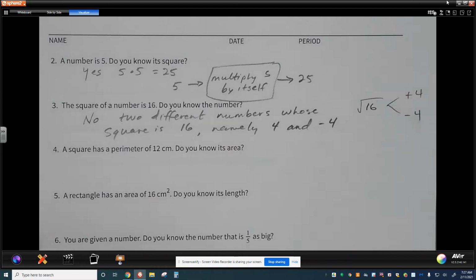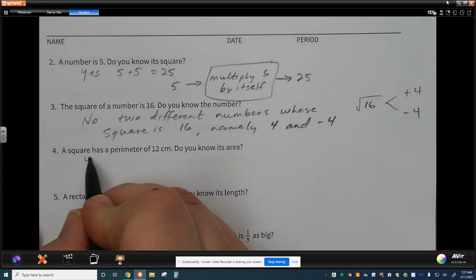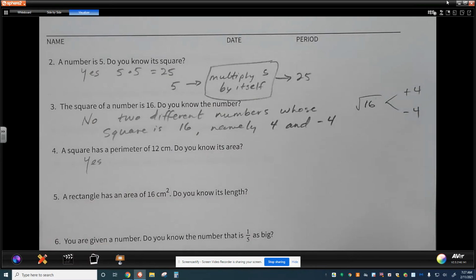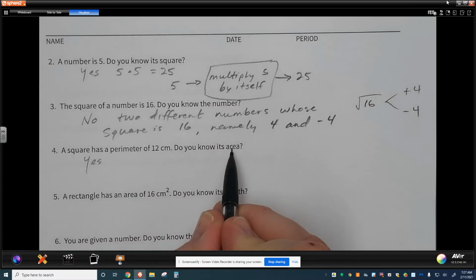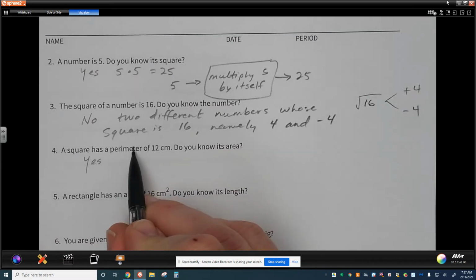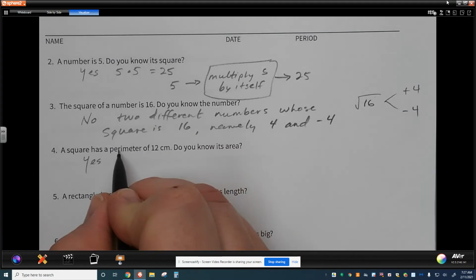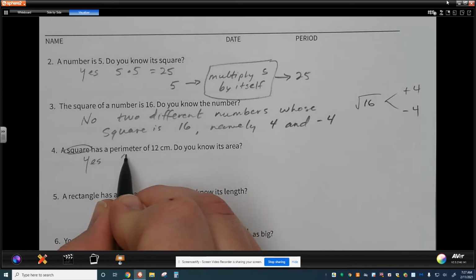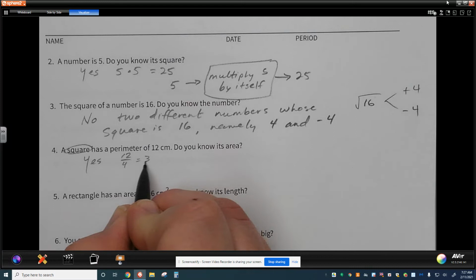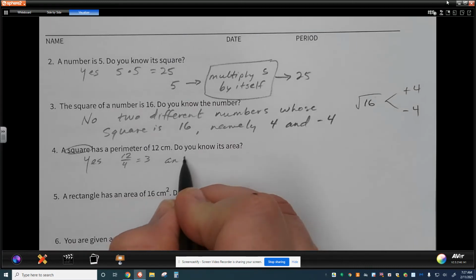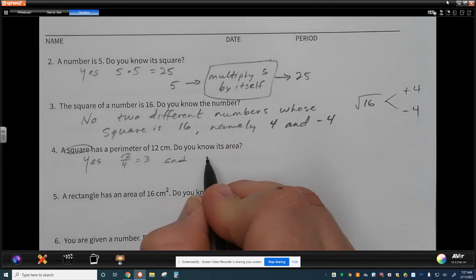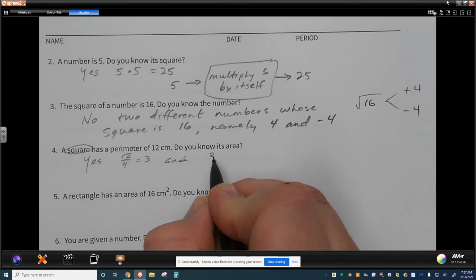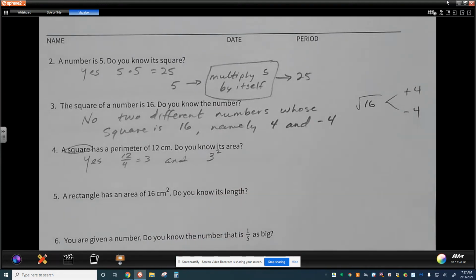So when we look at the next one, a square has a perimeter of 12 centimeters. Do you know the area? Yes. When we look at a perimeter, the area depends on the perimeter. And so we can say that since it's a square, we know that 12 divided by 4 is 3, and each side must be 3 centimeters. 3 squared, when we take a square, length times width, is 9.